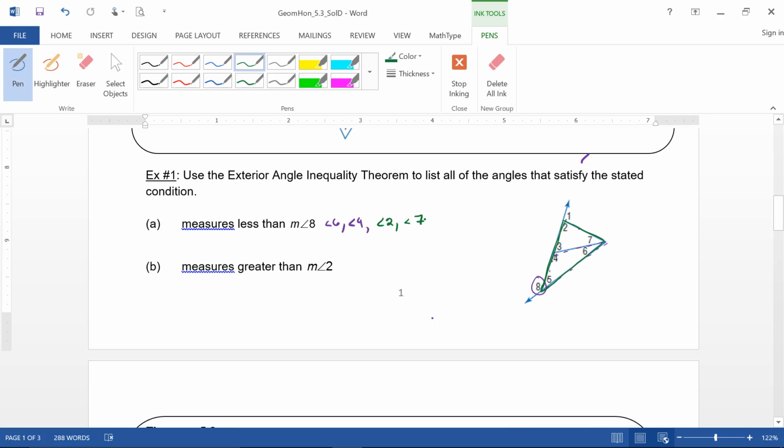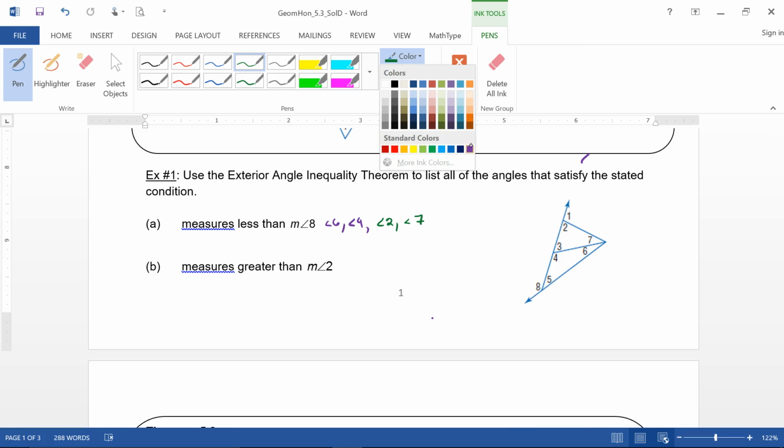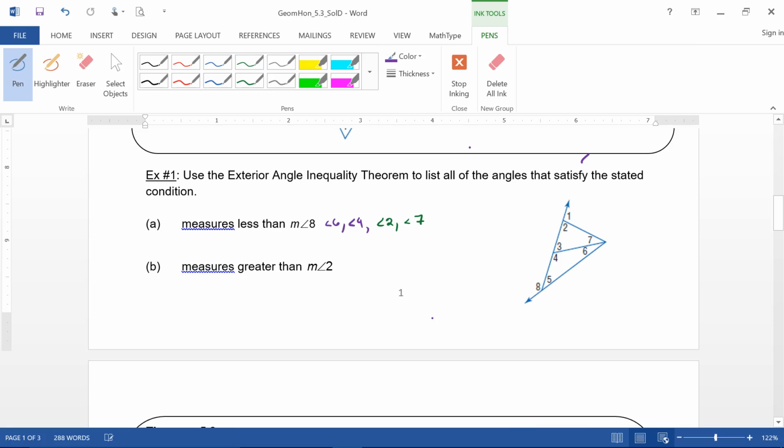All right, so what about the other one? Measures greater than, so now it has to measure greater than angle 2, okay?